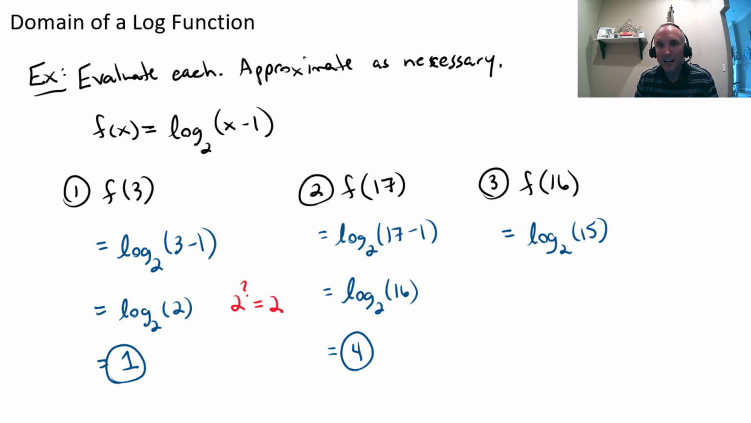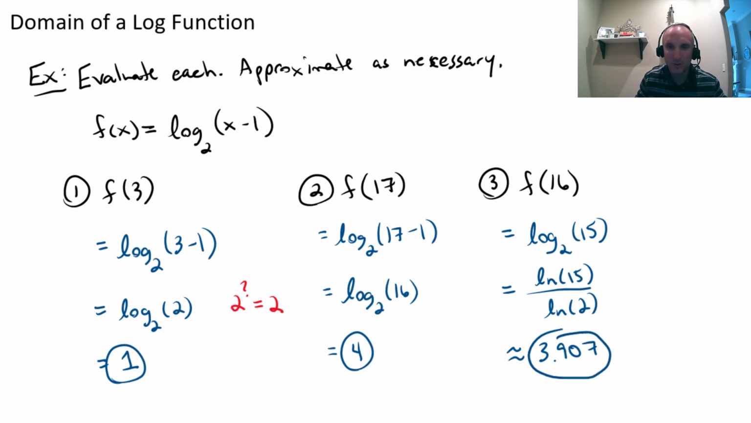And if I don't have a calculator that can calculate this directly, then I'll use the change of base formula and do the natural log of 15 over the natural log of 2. And this guy I'm going to have to approximate, so I'll approximate it to the nearest thousandth, and I get 3.907, which seems reasonable. It's a little bit less than 4. Okay, so let's keep going with this. Let's squeeze one more in on this slide.